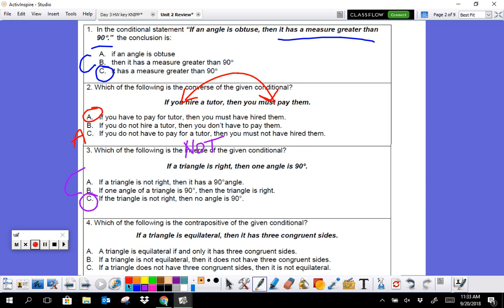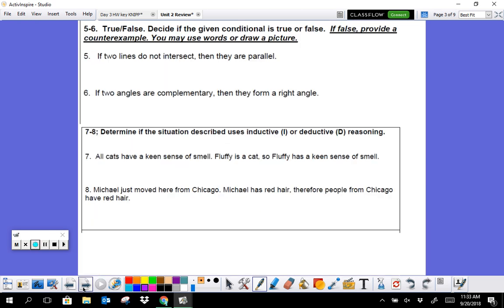Number 4, which of the following is the contrapositive of the given conditional? It says if a triangle is equilateral, then it has 3 congruent sides. Contrapositive is when you flip the sentence around and you add the not. So we need to do everything to this. It should say if a triangle does not have 3 congruent sides, then it is not equilateral, which is C.